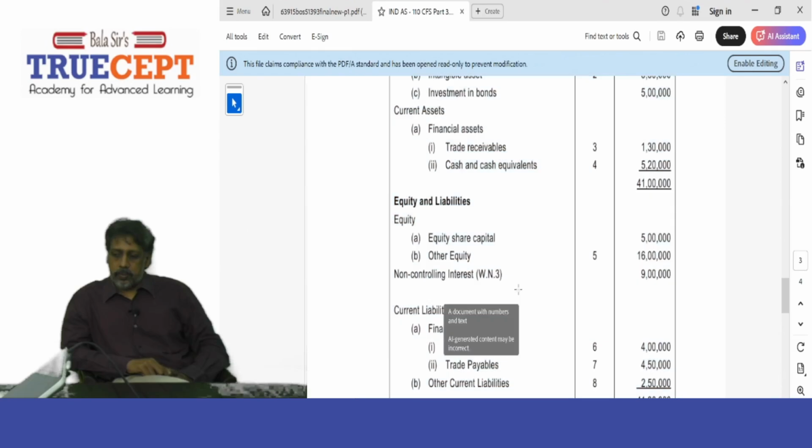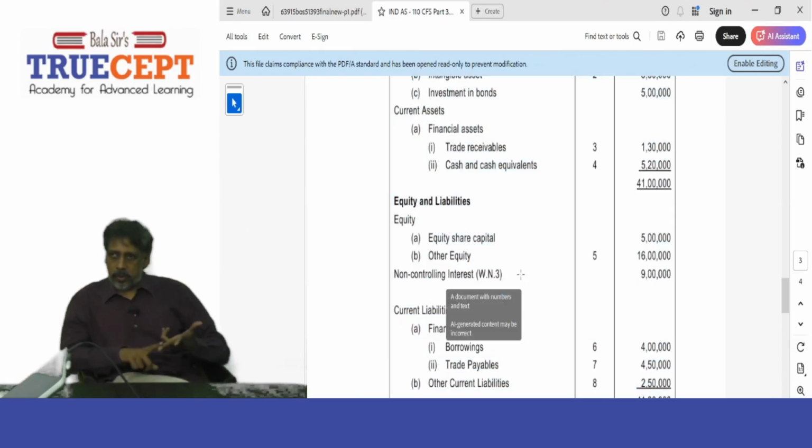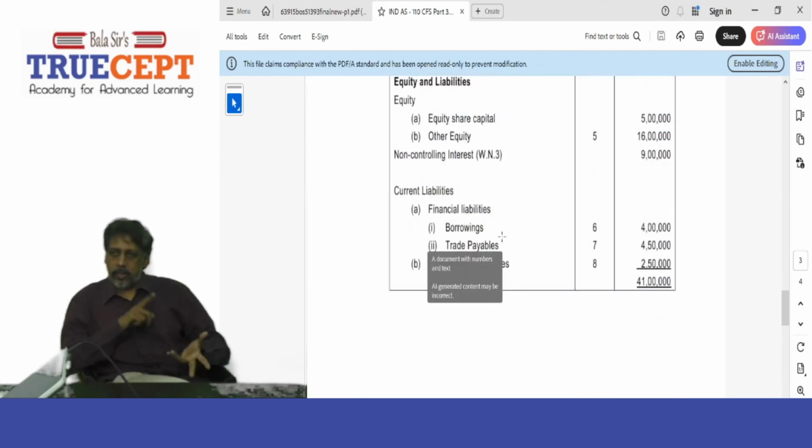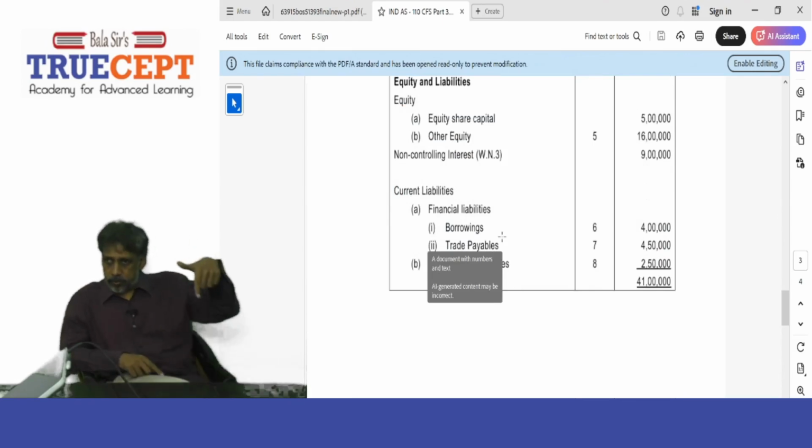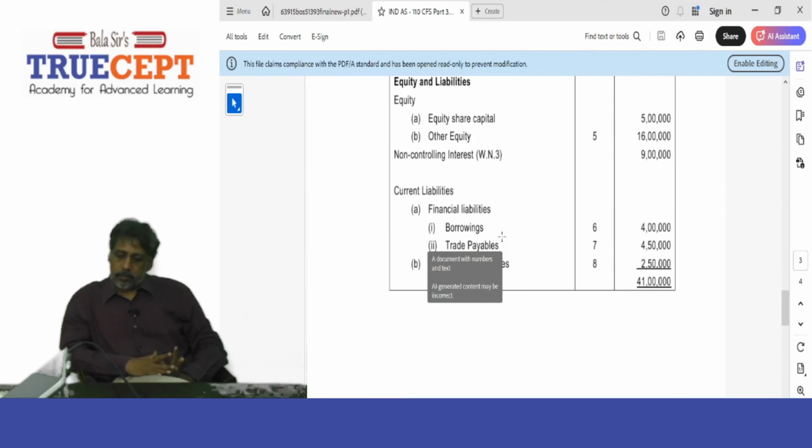Next is non-controlling interest, 9 lakh rupees, whatever the working note number is. You have shown a note, no? Yes, sir, we have shown. 9 lakh. Next, current liabilities.